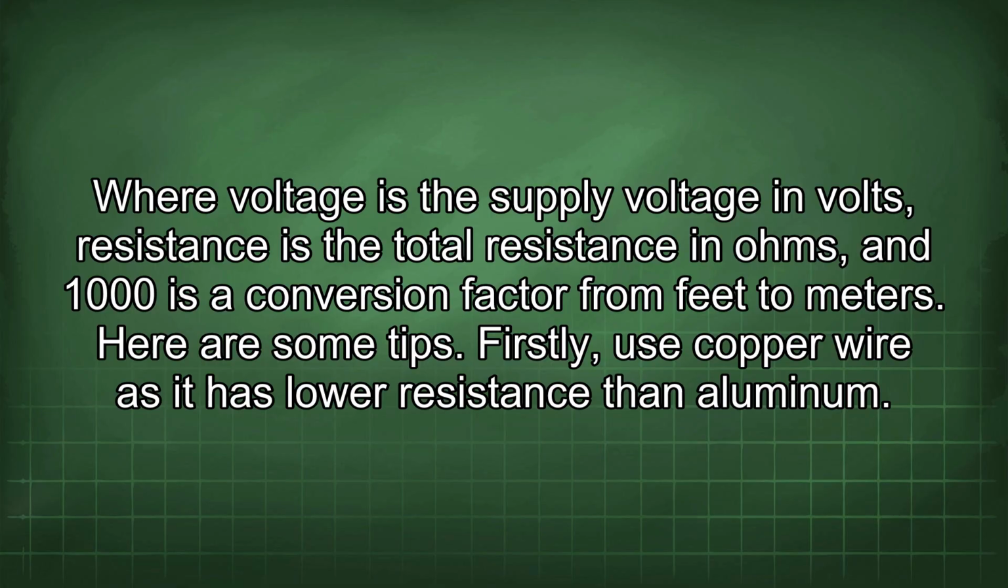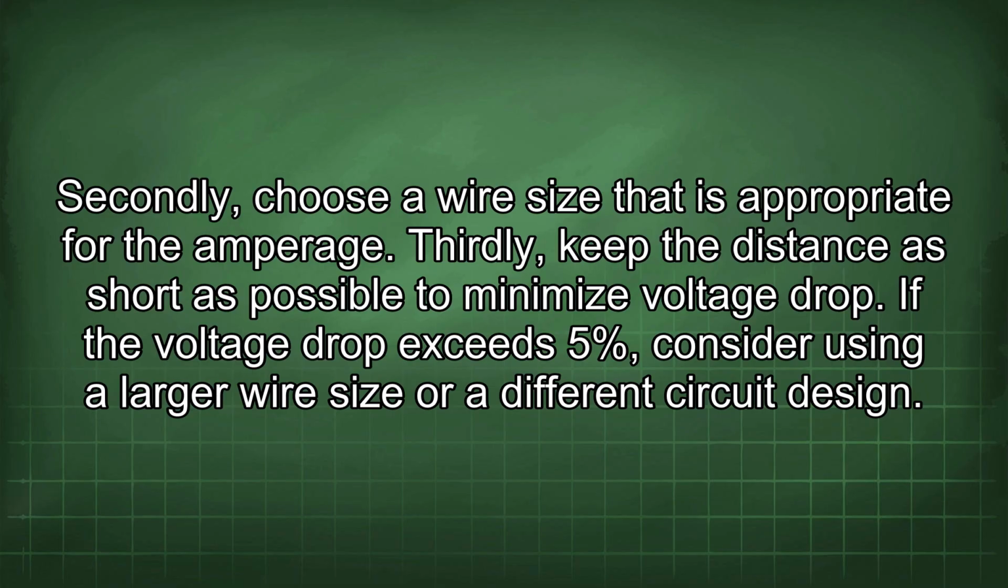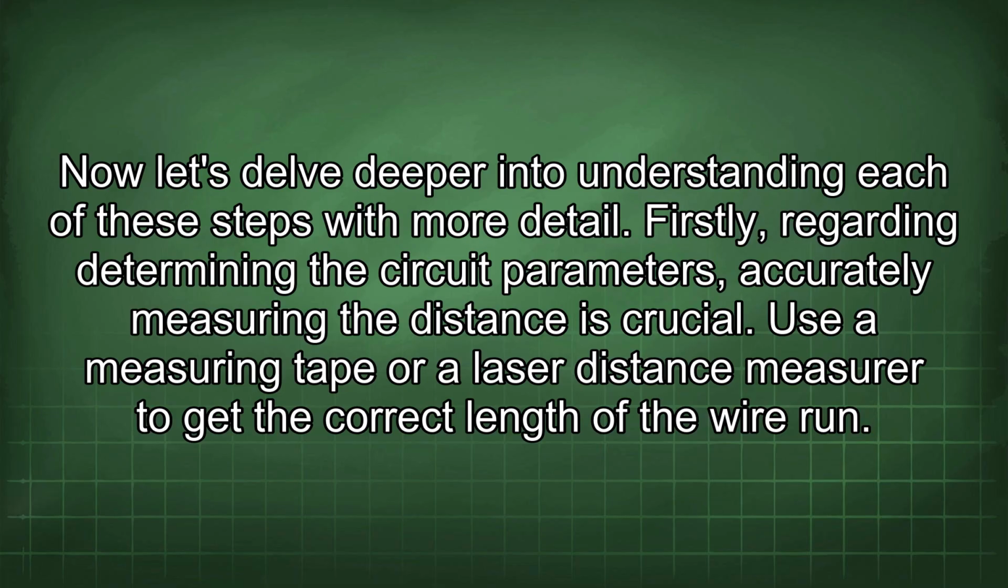Here are some tips. Firstly, use copper wire as it has lower resistance than aluminum. Secondly, choose a wire size that is appropriate for the amperage. Thirdly, keep the distance as short as possible to minimize voltage drop. If the voltage drop exceeds 5%, consider using a larger wire size or a different circuit design. Now let's delve deeper into understanding each of these steps with more detail.